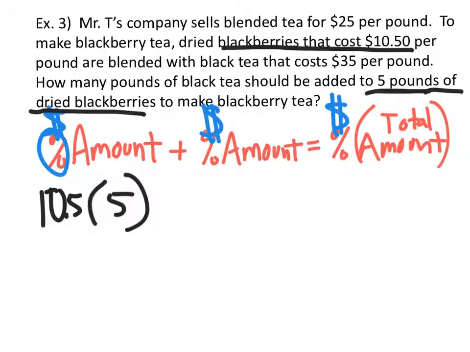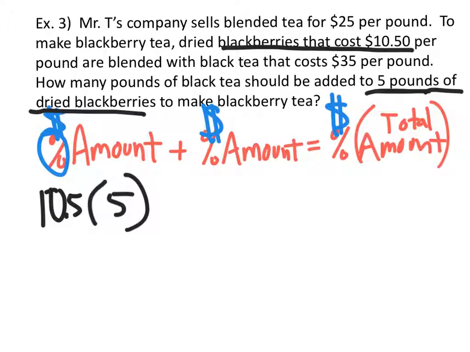So the question says, how many pounds of black tea should be added to? So you're going to have 5 pounds of dried blackberries. That's my first initial amount. The amount is 5 pounds of dried blackberries. So you need a dollar sign to represent dried blackberries. It says blackberries cost $10.50. So I put $10.50, and there's 5 pounds of it.